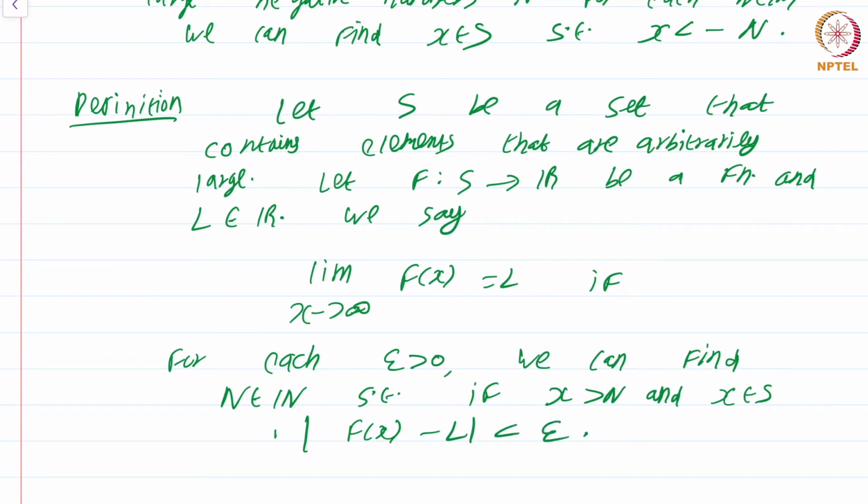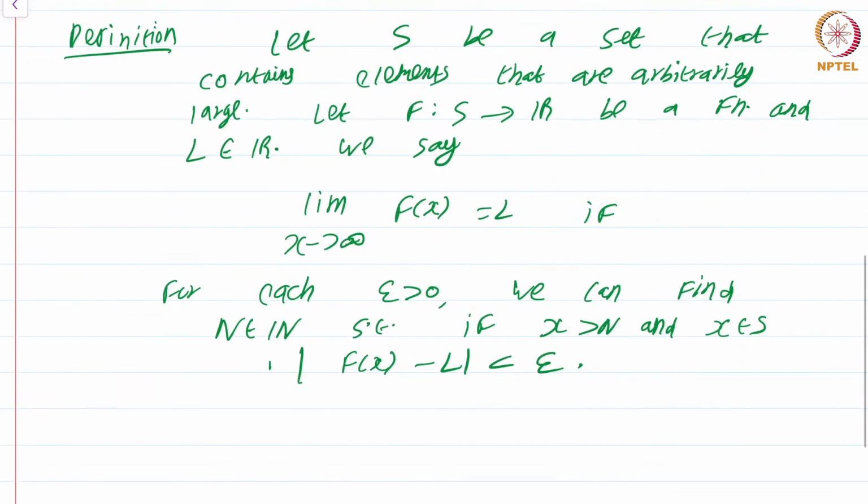The definition is very parallel to that of finite limits. In the case of finite limits, you had x approaching a limit point. Here you have x approaching infinity. So all you say is, for each epsilon greater than 0, we can find N in N such that if x is greater than N and x is in S, the absolute value of f of x minus L is less than epsilon.